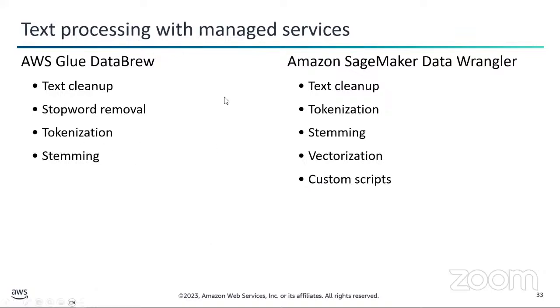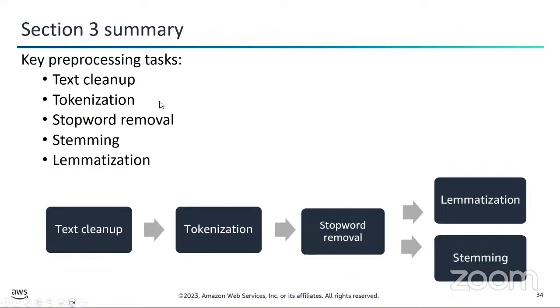So AWS Glue, Data Glue, has all these services. These are called managed services. It can do the text cleanup, stop word removal, tokenization, and stemming. And then SageMaker Data Wrangler has even more. It can tokenize, do stemming, vectorization, and you can write your own custom scripts for lemmatization. So the pre-processing tasks for any natural language processing project are text cleanup, tokenization, stop word removal, stemming, and lemmatization.